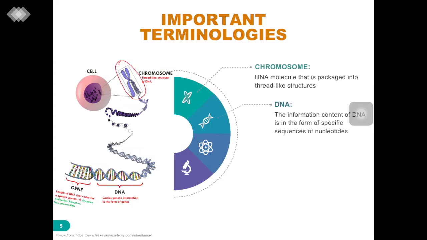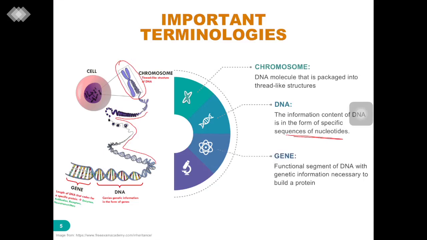The other terminology is DNA. DNA is a double-stranded nucleic acid that contains information to produce protein. Those informations are formed in the sequence of nucleotides, where you have base pairing. And then we also have what we call a gene. A gene refers to a functional segment of the DNA that contains information to produce protein. Not all parts of the DNA contain information to produce protein. So the part where you have the genes is the part that contains information for protein synthesis.